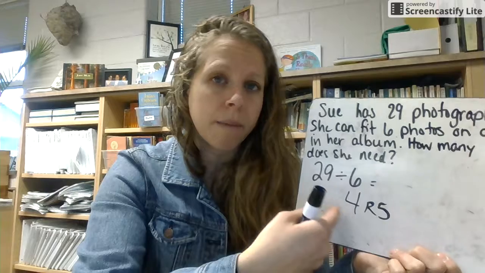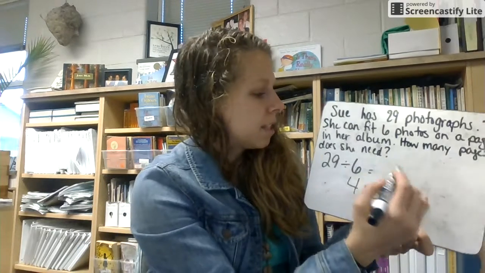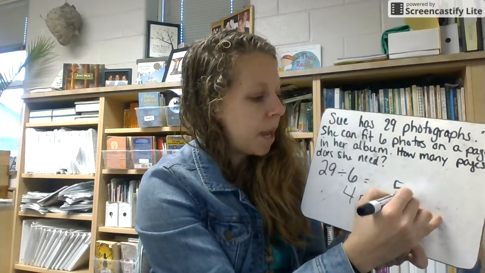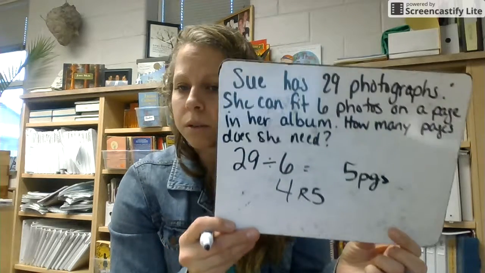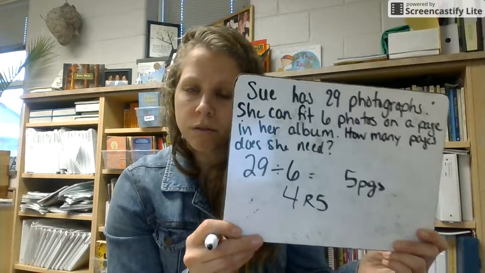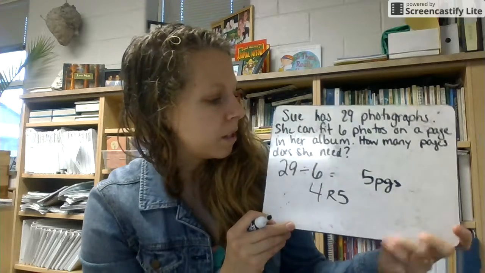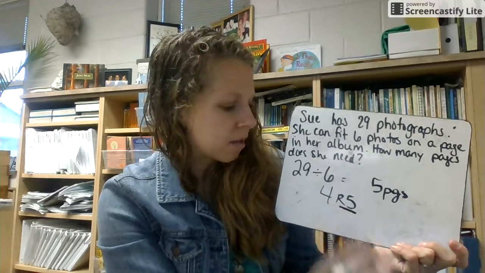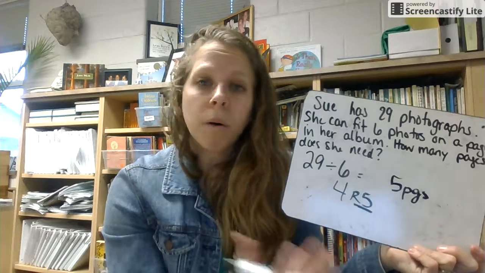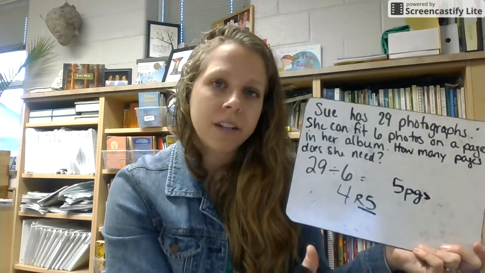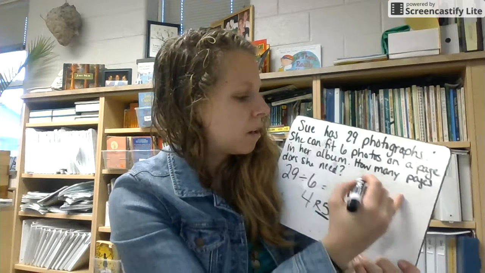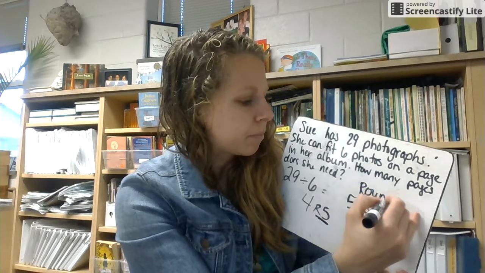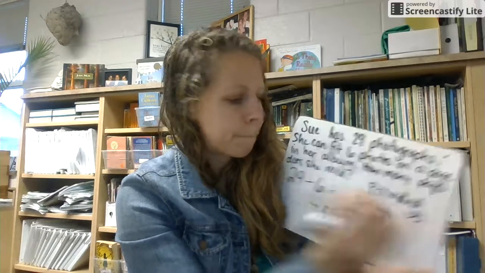So what I'm going to do here is I'm actually going to round up. I'm going to say that I need 5 pages in my album because I'm interpreting what to do with that remainder. I want that remainder used, and so I'm going to add another page so I make sure to get those last photographs on it. I don't have to have whole pages in my album. That's the difference. So this was rounding up.